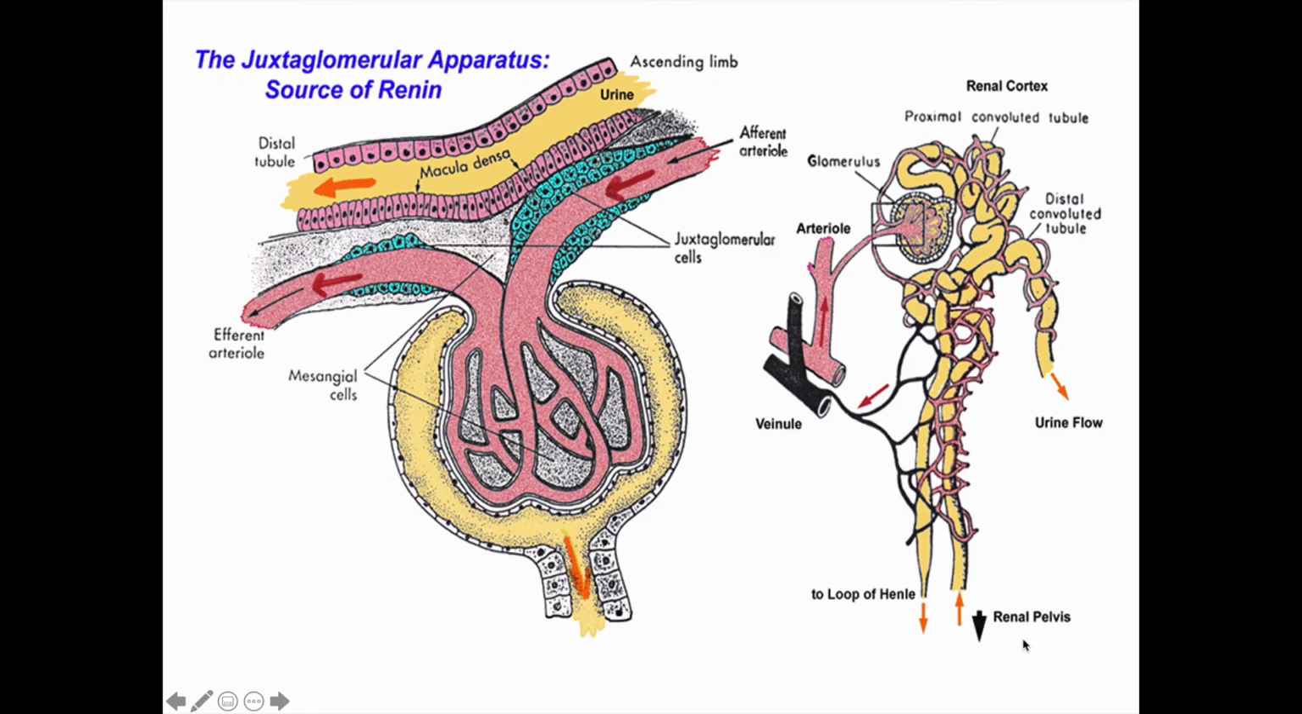So in this picture, this is the Bowman's capsule, this is the afferent arteriole, and this is the efferent arteriole. The blood comes to the afferent arteriole, divides into capillaries, and then forms the efferent arteriole and exits. At the entry point you have the juxtaglomerular cells.